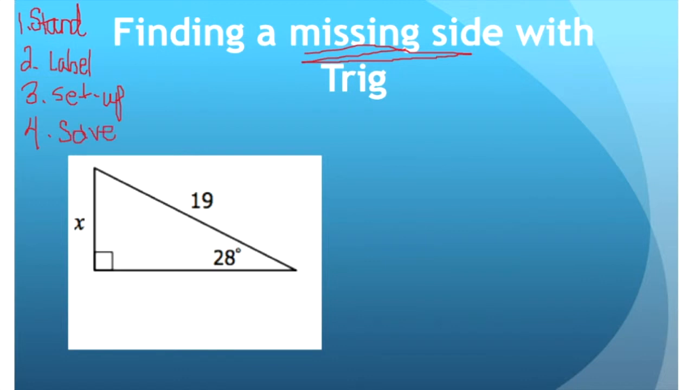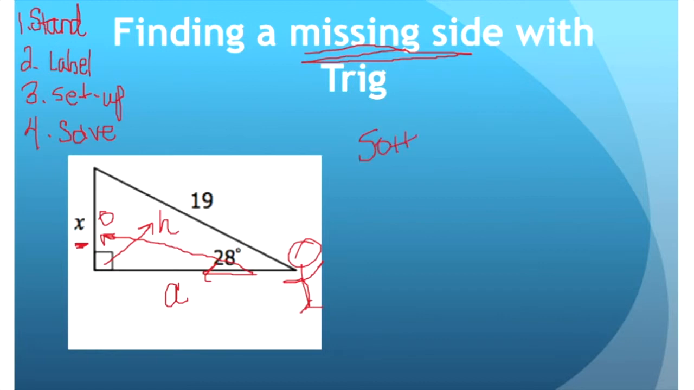So stand, where am I standing? You always find an angle to stand. So here's my angle, this is where I'm standing. Label, from where I am standing, 19 is going to be the H, which is the hypotenuse. What's close to where I am is adjacent, which means right next to, and the side that's furthest away from me is going to be my opposite. So when I look at this, I see X is what I need, and it's by the O, and 19 is what I'm given, and it's H. So when I think of my trig, sine is SOH.